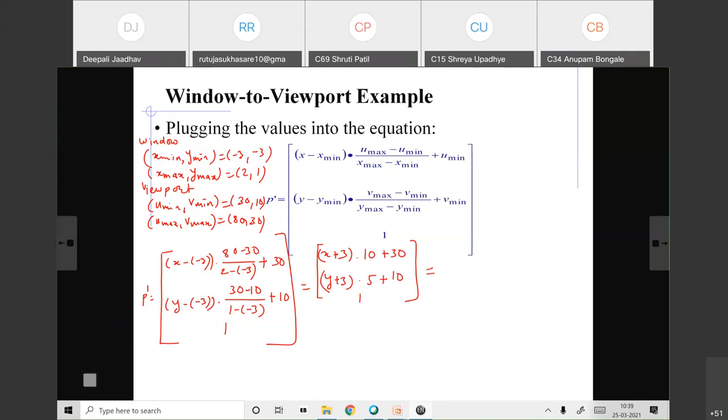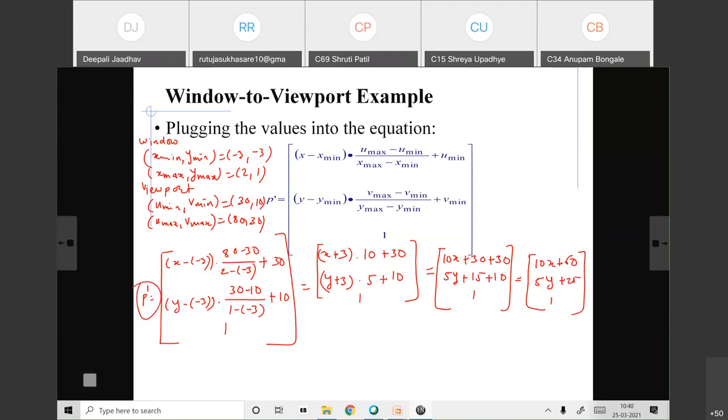Now try to simplify it. It is equal to 10x plus 30 plus 30, then 5y plus 15 plus 10 and 1, which I can write like this: 10x plus 60, 5y plus 25 and then 1. That is the P dash.